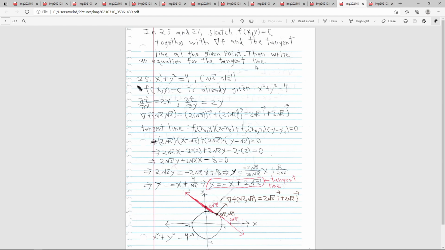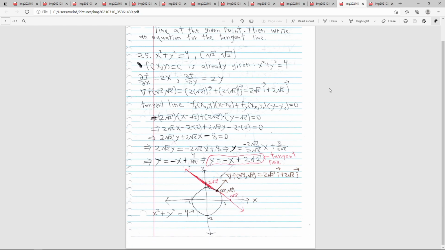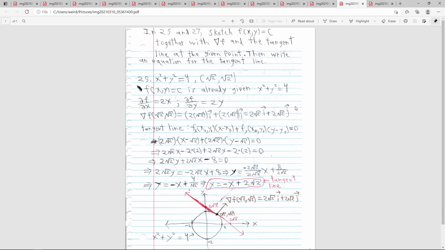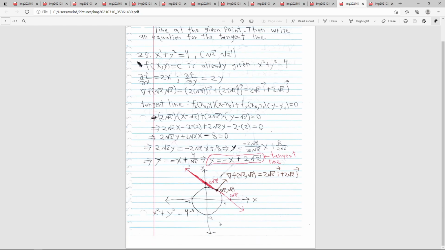Finally, in 25 and 27, we sketch a level curve together with the gradient of f and the tangent line at the given points, and write an equation for the tangent line. Just a good way to sum it up, like a shorter exercise overall. So you're given this level curve: x squared plus y squared equals 4. It's a circle with radius 2.